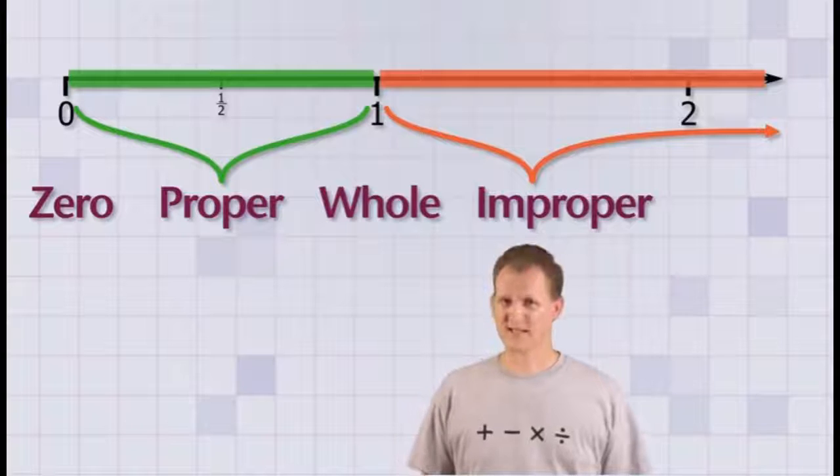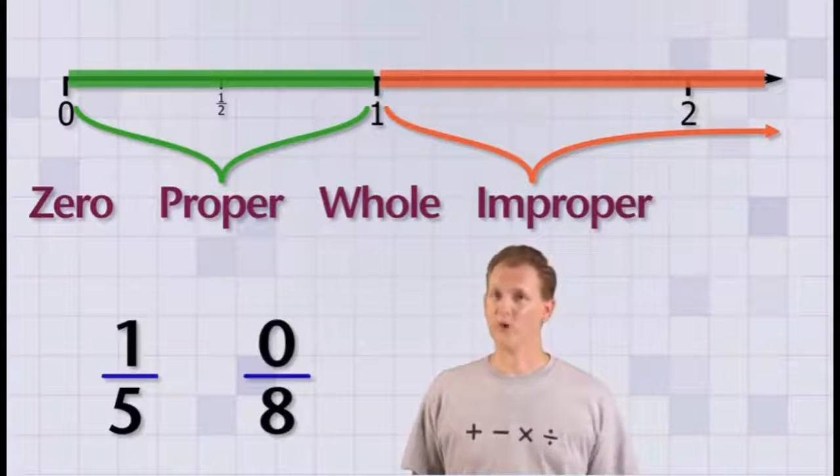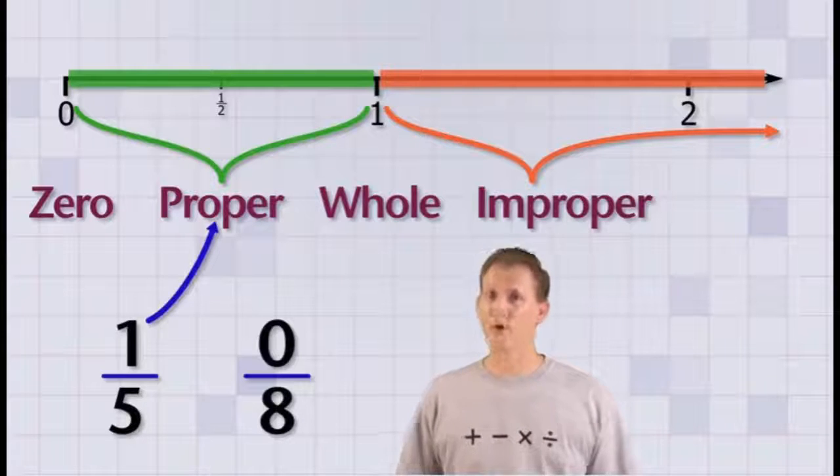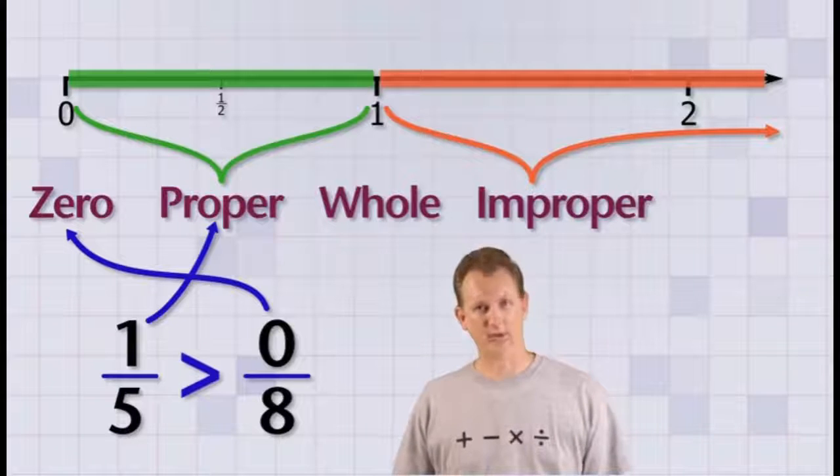Let's do a few comparisons to get the hang of it. Here we have 1 over 5 and 0 over 8. Since 1 over 5 is a proper fraction, and 0 over 8 is a zero fraction, 1 over 5 is greater than 0 over 8.